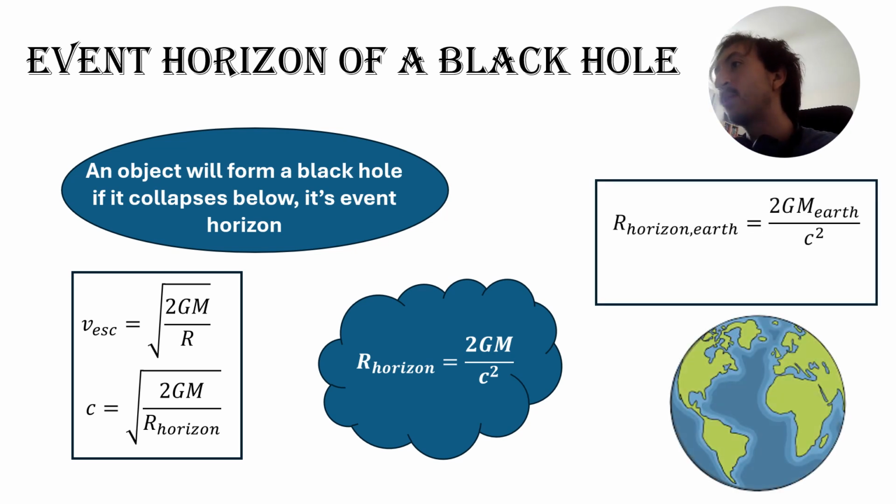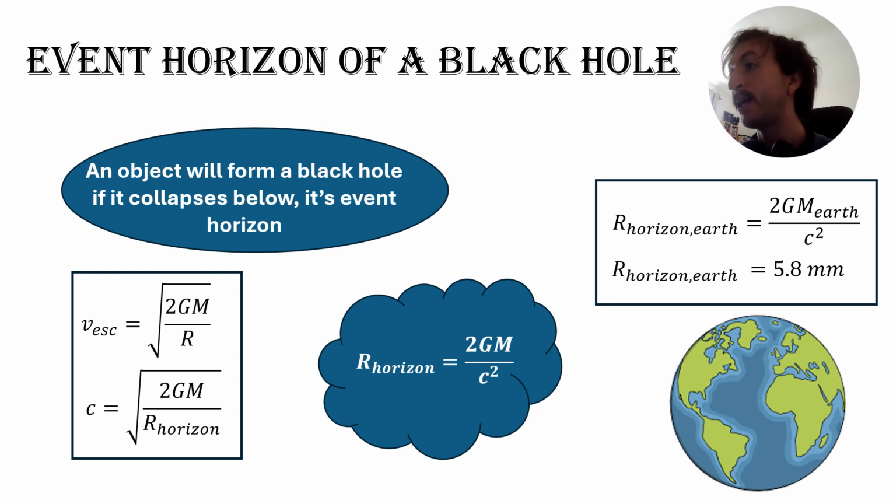Well, for the event horizon of the Earth, we need the mass of the Earth. And using the mass of the Earth we have, when we looked at escape velocity from the Earth, we find that the radius of the event horizon the Earth would form if it was going to collapse into a black hole would be 5.8 millimetres, so about half a centimetre.